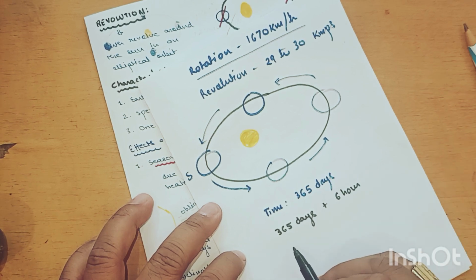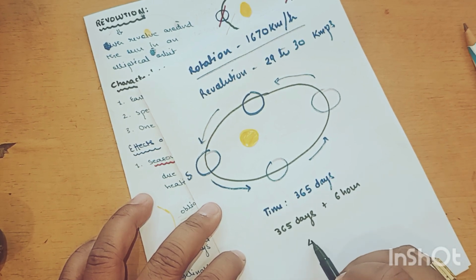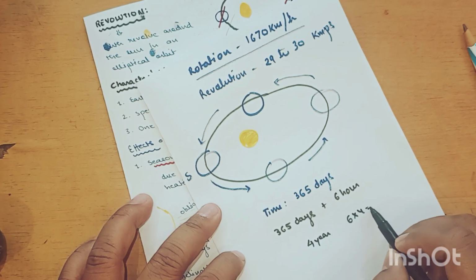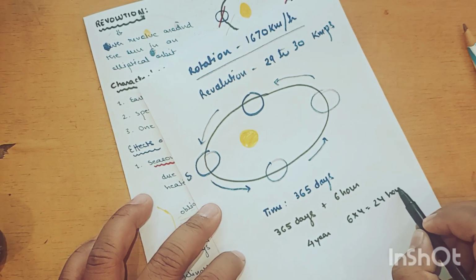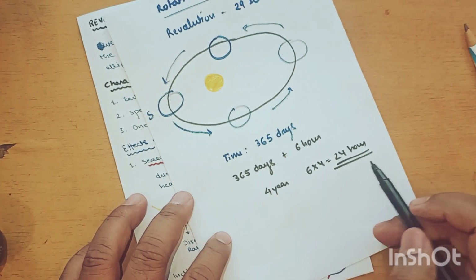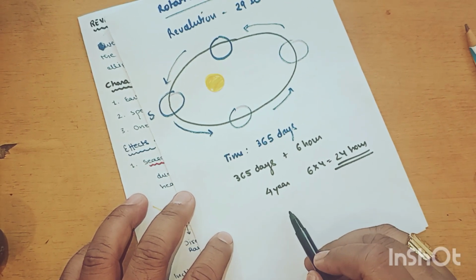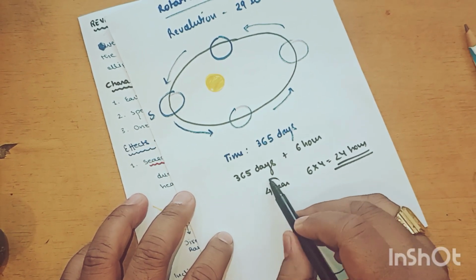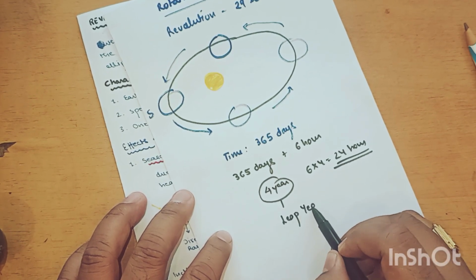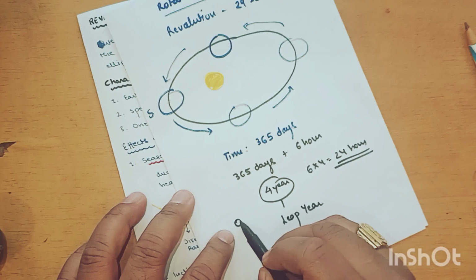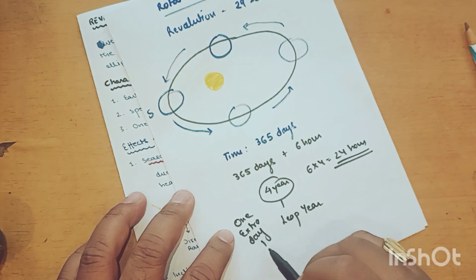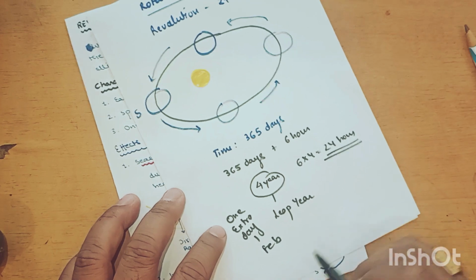Instead of it, after every 4 years this 6 hour changes to 24 hour, and then we have one extra day. That means we have one extra day, and because of which every 4 year what we have is leap year. There is one extra day. And in which month? In the month of Feb.